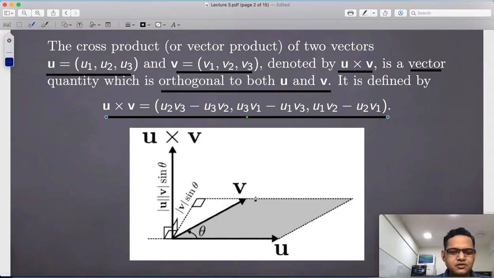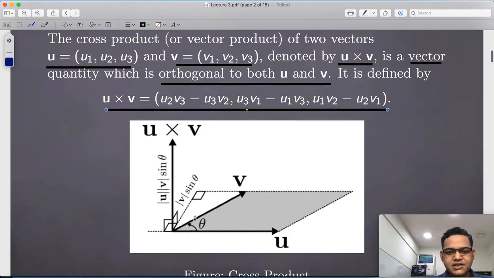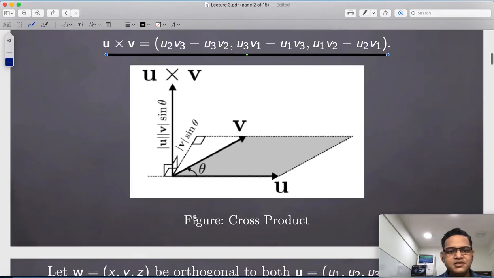Don't worry about these numbers which are written over here, I will explain what they are. Intuitively you should think of u cross v as orthogonal to u and v. Now we are going to specify how one gets this form, and how to find the direction also. Then once we have the component form, or the magnitude and the direction, we know the vector.